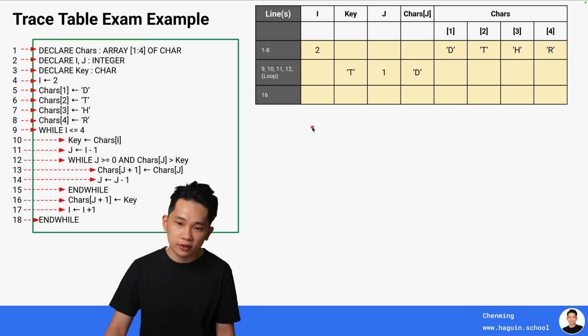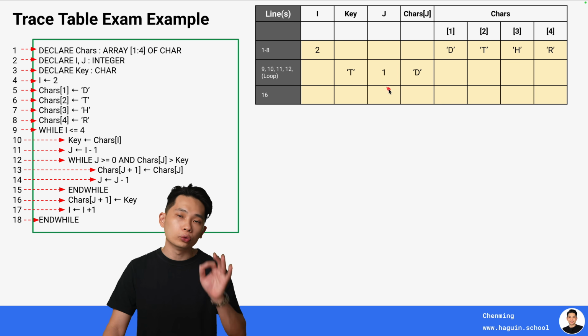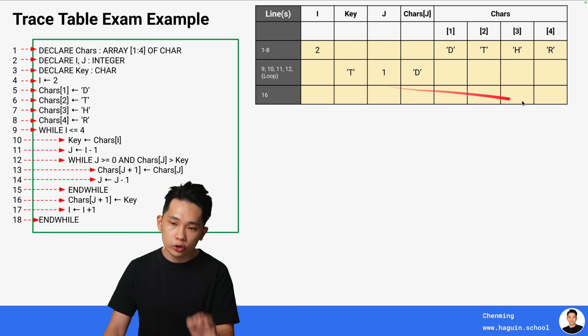For 16, we are doing this assignment: chars j plus 1 is equal to key. So let's look at this. What is j? J is 1. So chars 2 is equal to key, meaning that this chars 2 will be updated with the value of this key. So t is equal to t. So no changes here. For no change, we just leave it blank for this row.